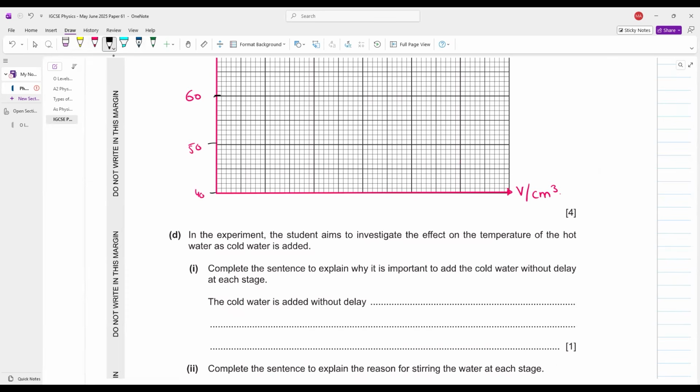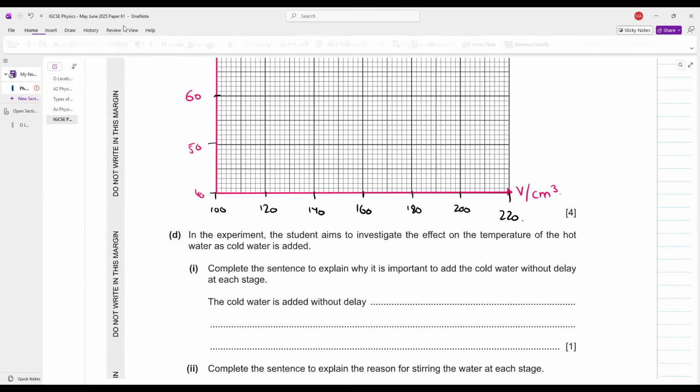So let's say this is your 100. Let's say this is your 120. Let's say this is your 140. Let's say this is your 160. Let's say this is your 180. Let's say this is your 200. Let's say this is your 220.